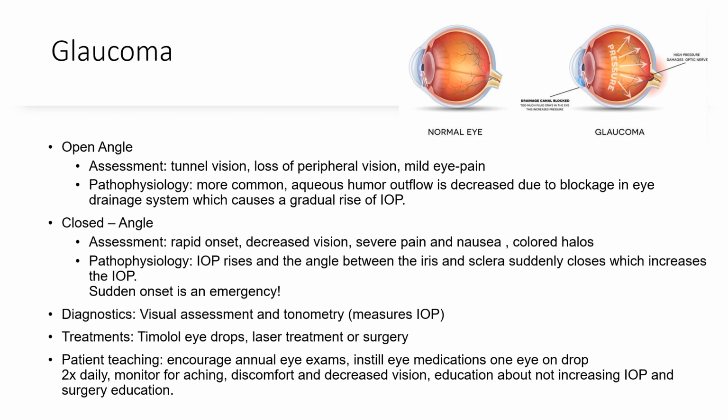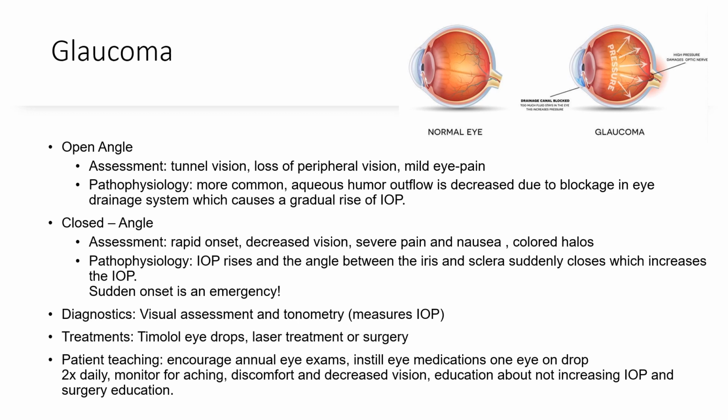Closed angle, or angle closure glaucoma. So this is rapid onset, decreased vision, severe pain, nausea. They might see colored halos. The patho for this: the IOP is rising and the angle between the iris and sclera suddenly closes, which further increases the IOP. This is an emergency. They need to go in.